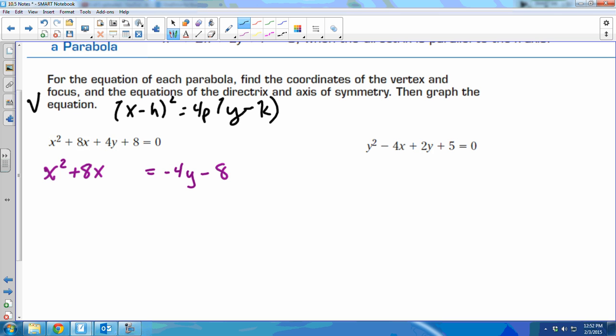Okay. So I need to complete the square. So what do I use to complete the square? Right, so what number is that? Which is 16. So we add 16 to both sides, like we've been doing. This is not new.